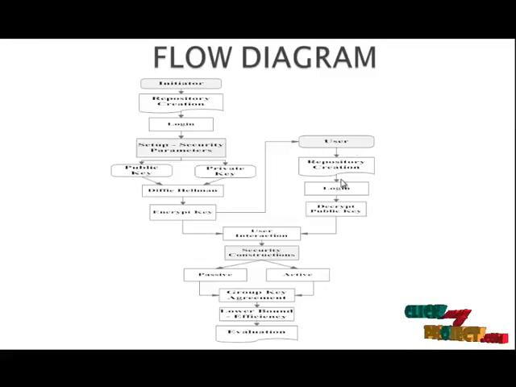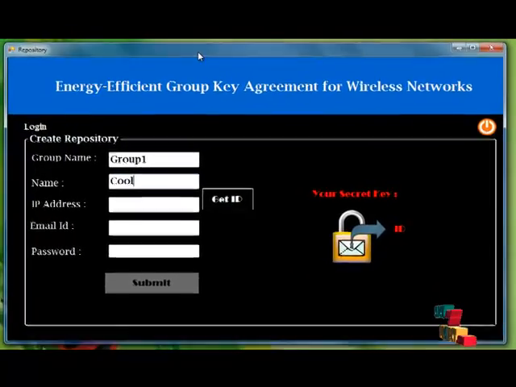The user can create a repository and log in and decrypt the public key. And then an interaction happens between them. So the security construction provides a passive and active connection using the group key agreement. Finally, we are finding the lower bound efficiency using a graph evaluation. Let's see the execution process.